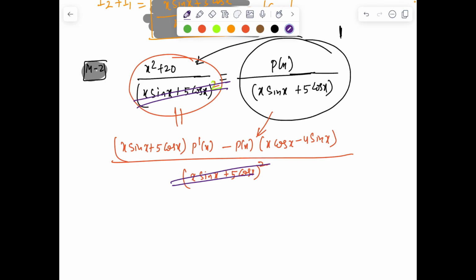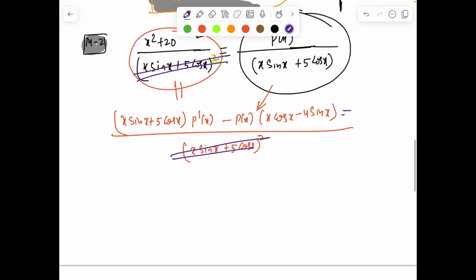So what to do about this? Since the denominator is equal, we only need to seek p(x) so that the numerators are equal, right? So this quantity should be equal to x square plus 20. Okay, so there is no sine and cos over here. So what do we have to do?